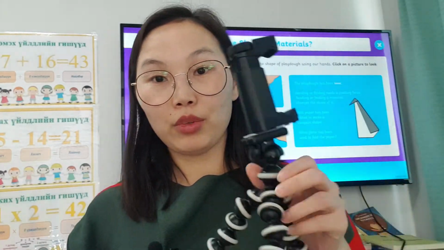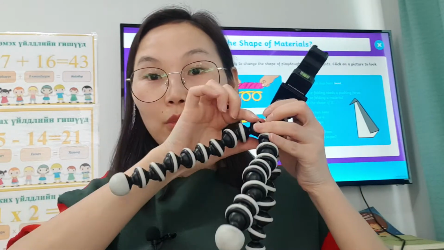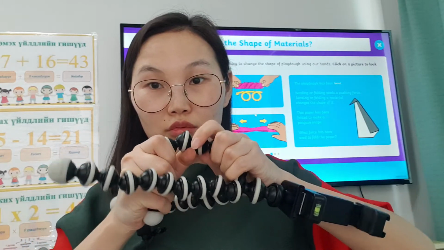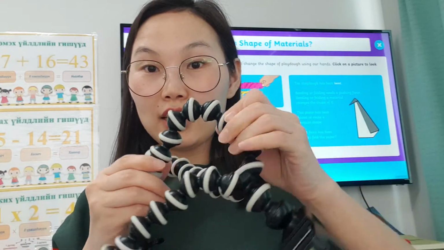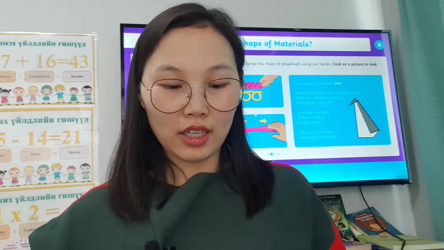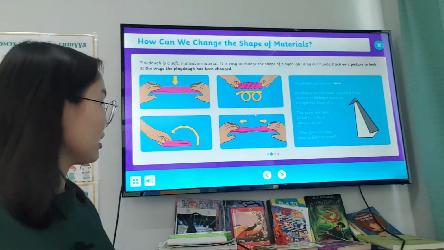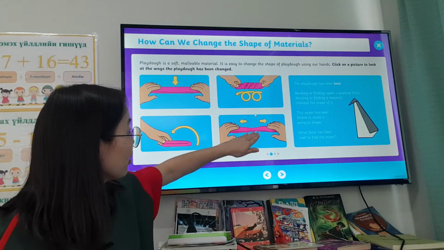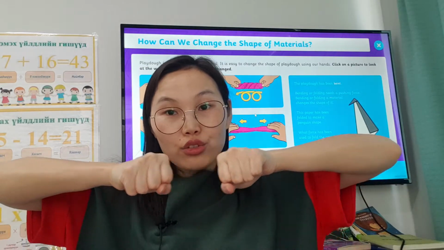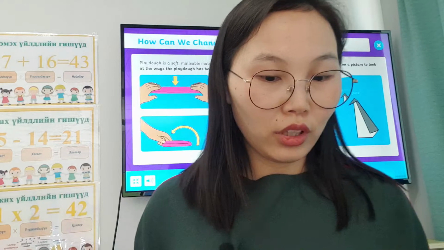I'll give you another example. I have a camera leg, okay? I can bend this leg. Okay, so the leg is bent or folded, right? Okay, next one, the last one, you can change material shape by stretching with your hands by pulling something.